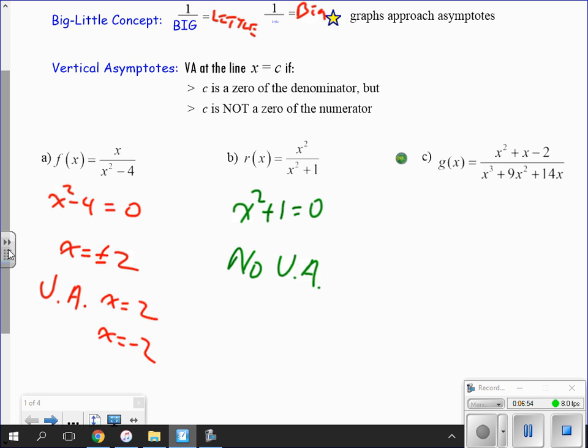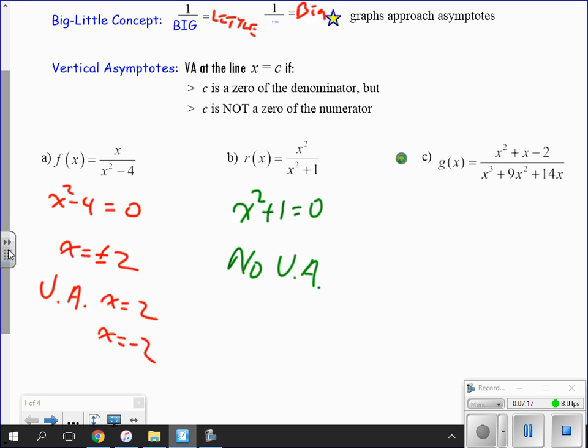vertical asymptotes. Not all rational functions have asymptotes. They at least have some certain types of asymptotes. No vertical asymptotes on this. Bottom is never zero, so it's never undefined. It never has that point we have to worry about. Okay.